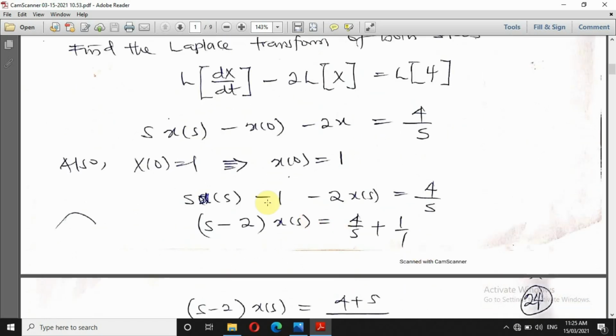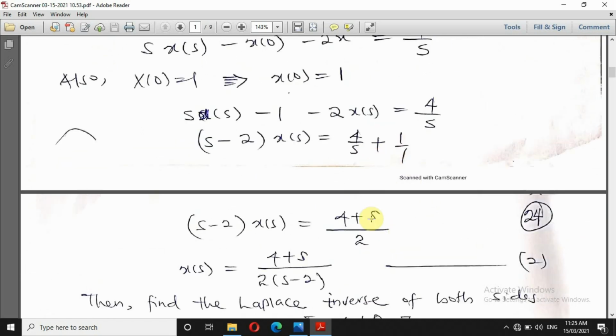So what's the next thing now? Minus 1 will go to the other side. So if that is the case, then X of s, we can factorize it from this one. So you now have s minus 2 in brackets times X of s. So that will give us 4 over s plus 1 over 1. So find the LCM. The LCM is what? It is s. So what we're going to do now is that you find the LCM down.